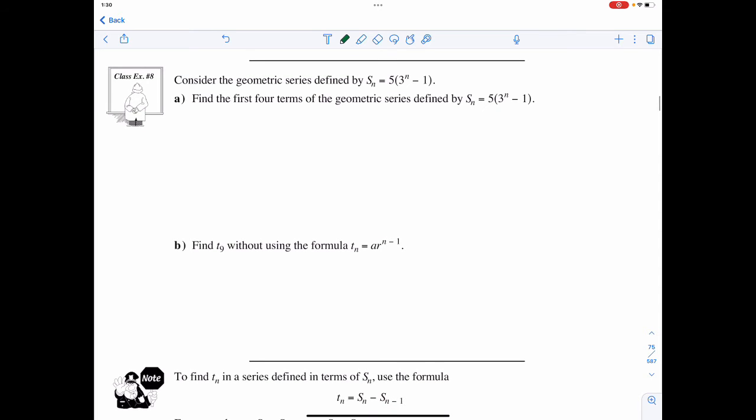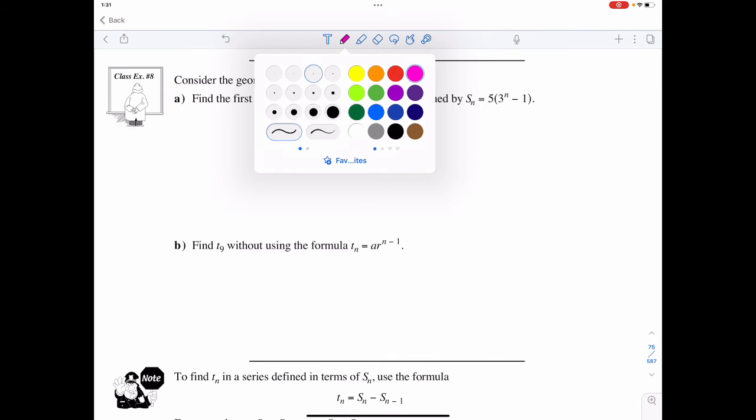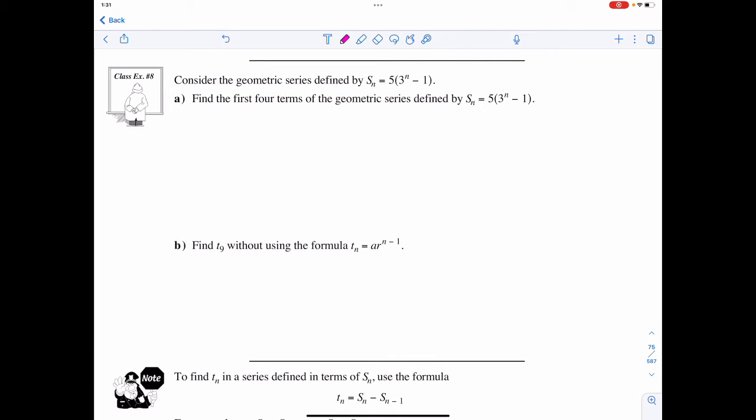For example 8, consider the geometric series defined by Sn is equal to 5 times 3 to the power of n minus 1. Find the first 4 terms of the series. Well, then I can just sub in the values for n.